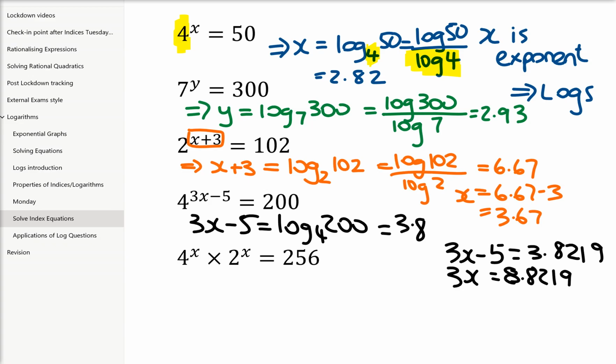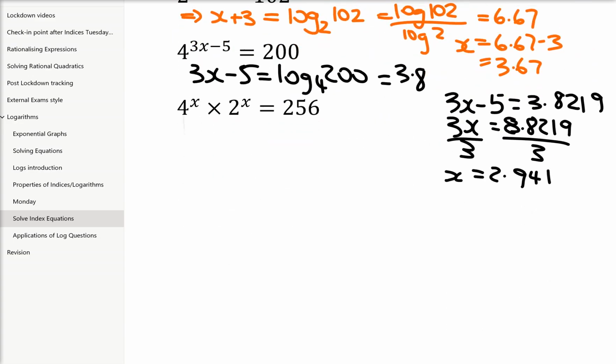So x, divide both sides by 3, and therefore x is 2.941. Okay? And leave that answer, don't do 8.8219 because you've rounded too early. So leave that answer in your calculator. Okay? Questions with that one? So in the exercise, there are some of those sort of questions that you guys will be able to have a go at now. But this last one's quite a tricky one.